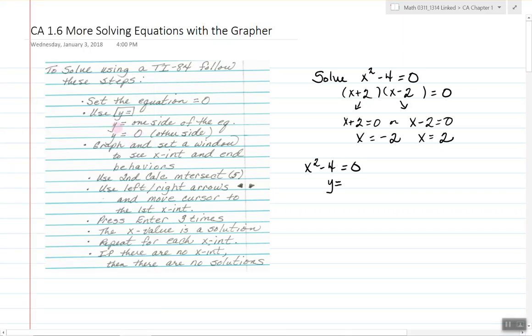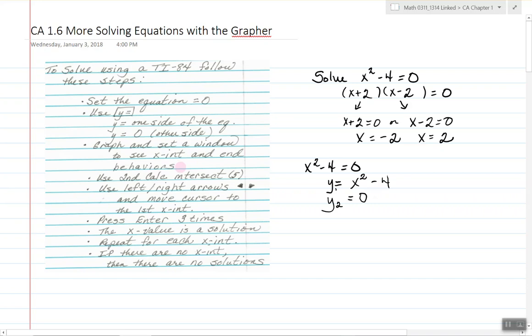It says let y equal one side of the equation, let y equal 0, which is the other side. So I'm going to say that y1 is x squared minus 4, and I'm going to say that y2 is the other side, which is 0. And since I always set them equal to 0, I'm always going to have that y2 is 0. It next says graph and set a window to see the x-intercepts and the end behaviors.